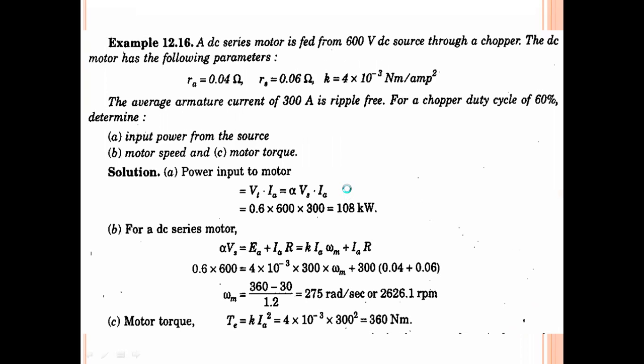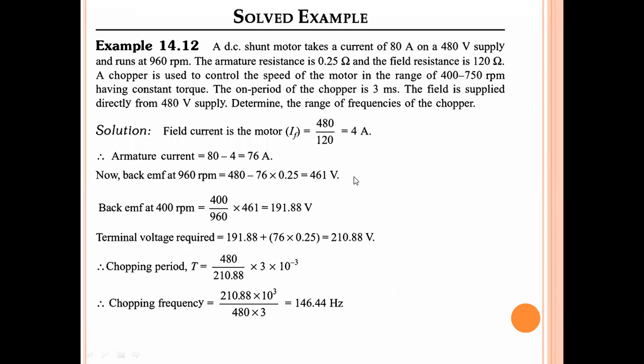I'll repeat once again. See here, a shunt motor is given, which means the field is separate and armature is separate. Shunt means the current is dividing and the total current is 80 amperes with a voltage supply of 480 volts. The motor base speed or rated speed is 960 rpm. Armature resistance is given, field resistance is given, and the speed range is given. A chopper circuit is controlling this speed range. So we need to obtain the chopper frequencies to regulate this speed range.